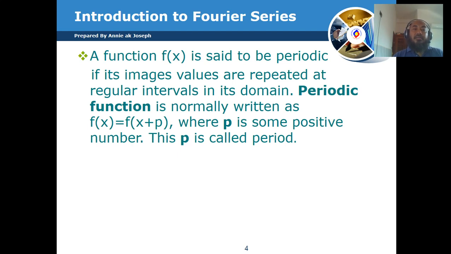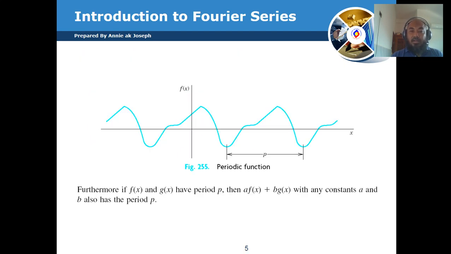So a function f(x) is said to be periodic if its values are repeated at a regular interval in its domain. A periodic function is normally written as f(x) equal to f(x plus p), where p is some positive number. This p is called the period. Just like this one, we have this is f(x), this is f(x), this is f(x).